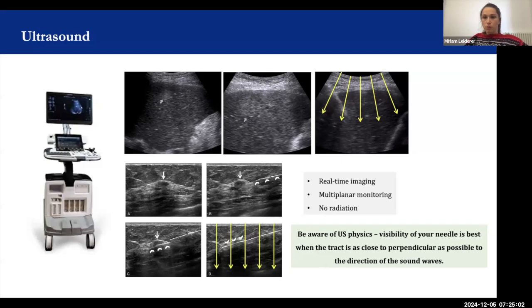But the closer you come to the center of your image, which is usually where you're going to have your lesion, the less you're going to be able to see the needle. So you might get in trouble because you may not be able to see your needle tip. So make sure that you always try to be as perpendicular as feasible. Sometimes you need to choose a steeper track than you want to, but it's just more difficult.